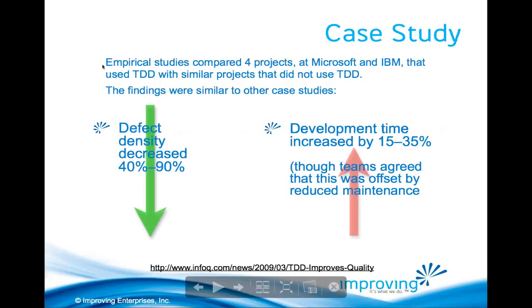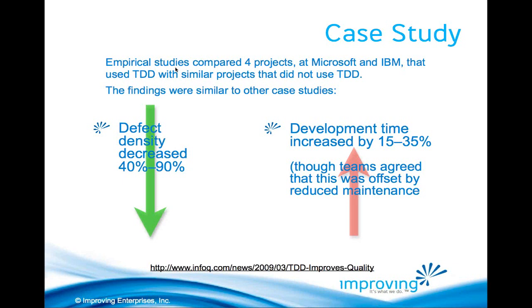A case study here, I'm not going to get too much into this, but if you want to, there's a URL on here, an InfoQ article that goes to this organization, Empirical Studies, that ran the first large-scale TDD test. They did 4 projects at Microsoft and IBM that used TDD against 4 that did not. And they found the defect density decreased by 40 to 90%. And there are other studies that are similar to this.